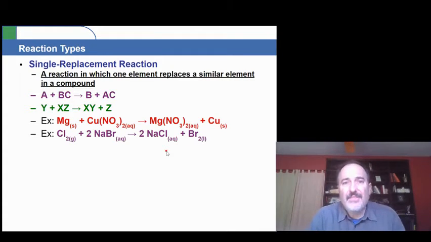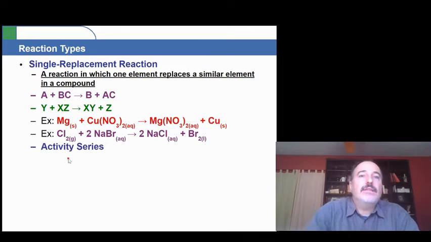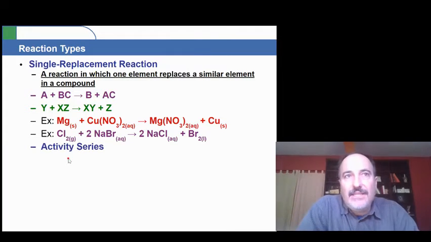Now, there's the question, how can you tell if element A will replace element B, or element Y, how do you know it's going to replace element Z? Does it always replace it? And the answer is no, because if you look over here, these guys are together. Why doesn't copper just turn around and replace magnesium? All right. And to figure that out, there's something known as the activity series.